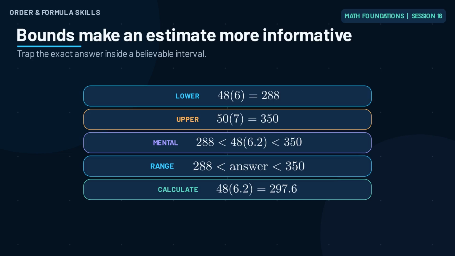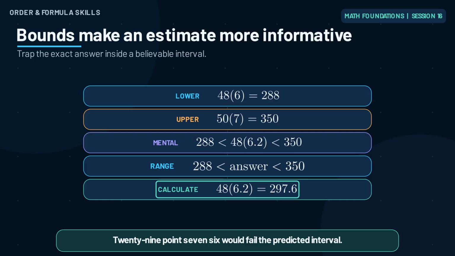A calculator gives 297.6. That value sits safely inside the predicted interval. A display of 29.76 would fail the interval test immediately. Bounds are especially useful when decimals make mental calculation awkward.